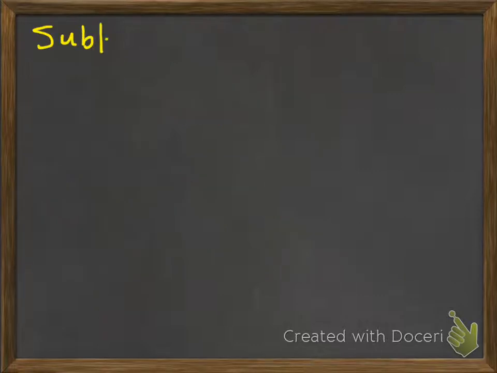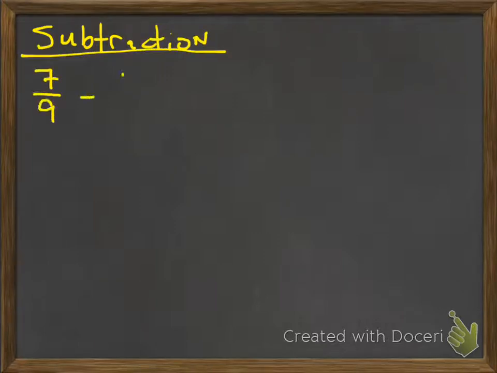How about subtraction? Is that any different? Maybe it is, maybe it isn't. No, it's not. The only difference in subtraction is you got the minus in between, but you still need a common denominator. And like I said, if I do 9 times 6, I get 54. That's my common denominator, that's the easiest one to find.